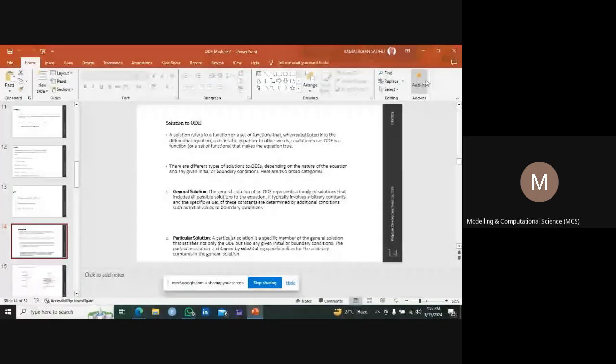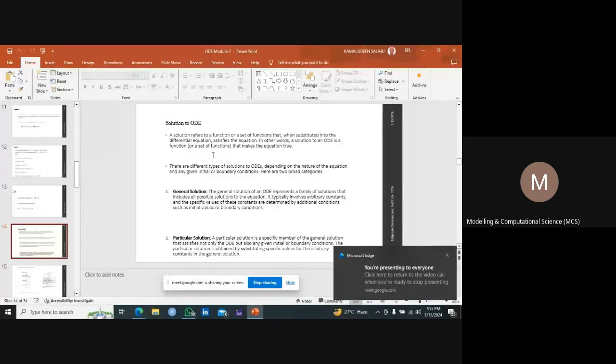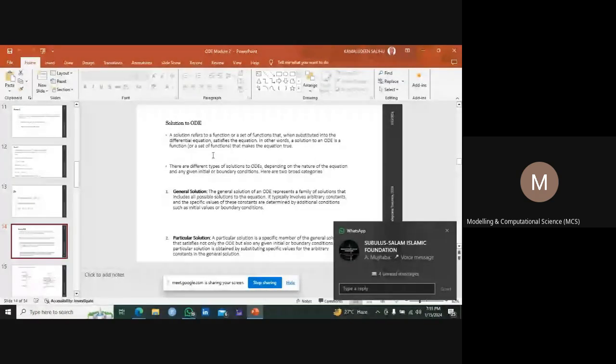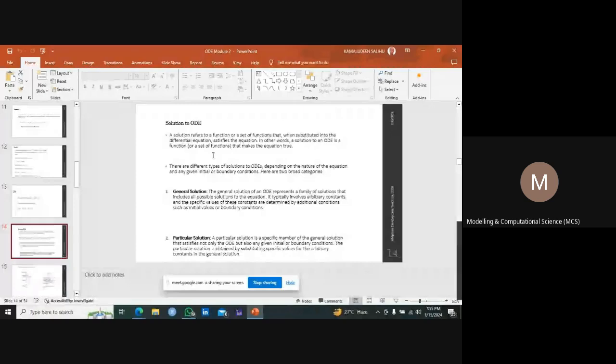So the next slide. Now we are going to look at the solution to a differential equation. Substitute our IVP into our given problem. So now, solution to ordinary differential equation. A solution to an ordinary differential equation refers to a function or a set of functions that, when substituted into the differential equation, satisfy the equation. In other words, a solution to an ordinary differential equation is a function or a set of functions that make the equation true. So what this is simply saying is this.